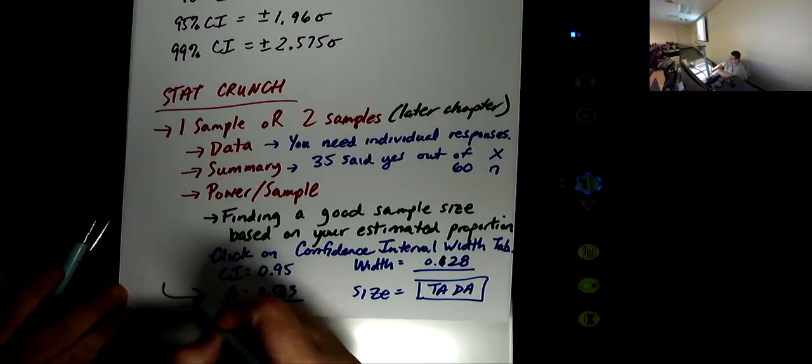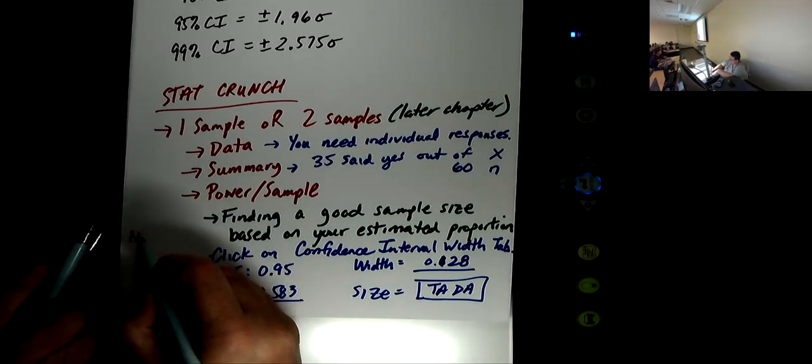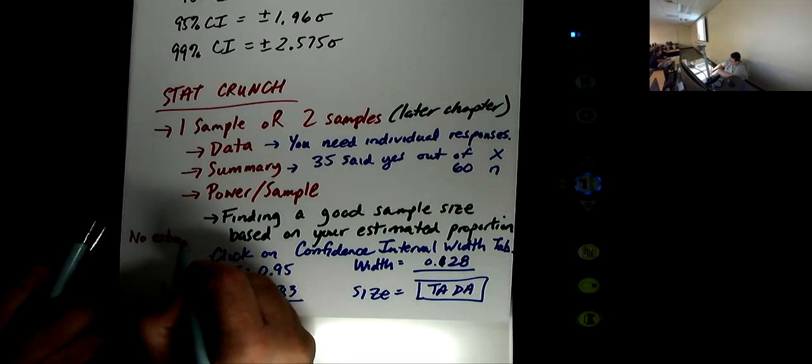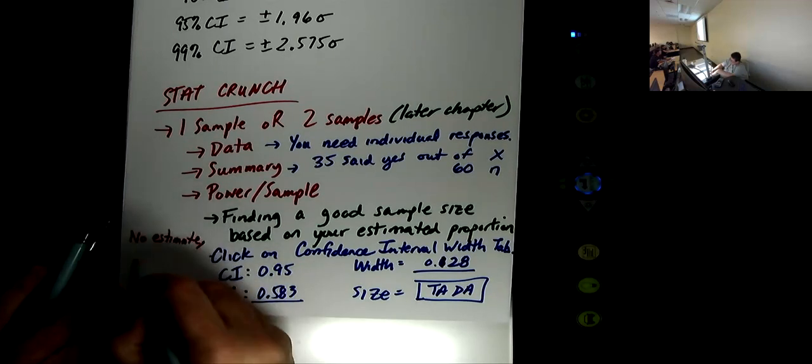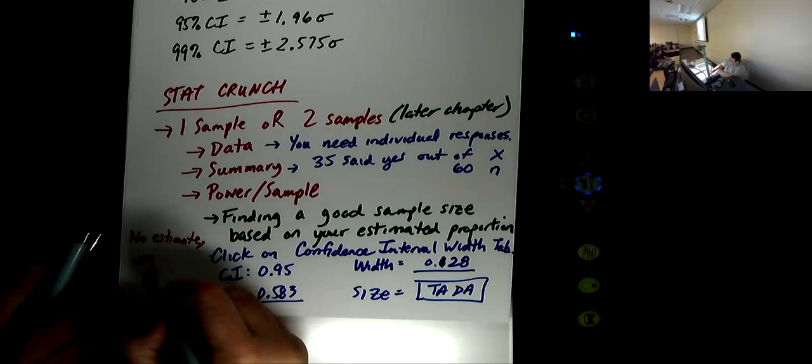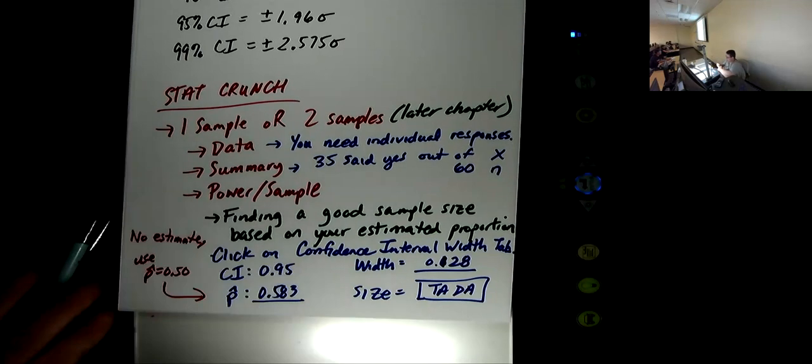If you don't have a good estimate, no estimate, use p hat equals 0.5. 50%.